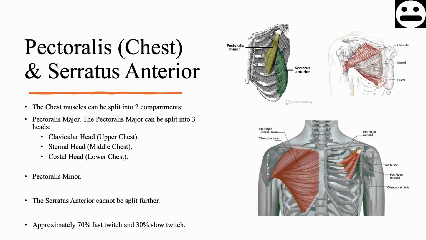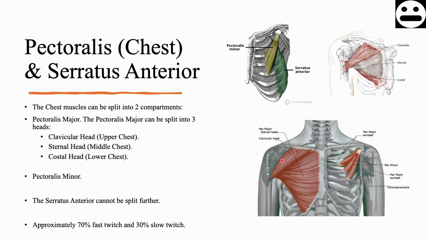Next, we have the chest, pectoralis, and the serratus anterior. So the chest muscle can be split into 2 compartments: pectoralis major and pectoralis minor. So here I have pectoralis minor. It's a deep muscle, you can't really see it. And the pectoralis major can be split into 3 heads.